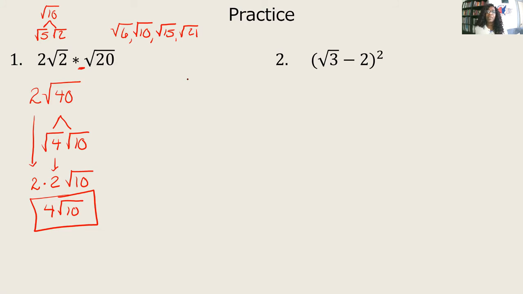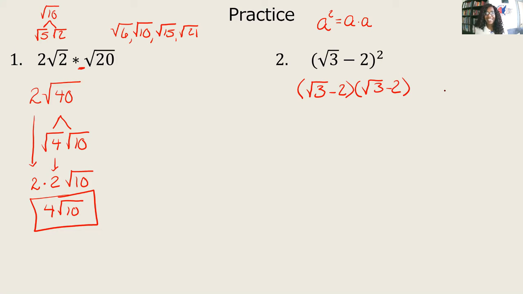Okay? Number 2, you're probably cursing me out because you're like, we didn't do this. But I wanted to see if you remembered about exponents. So a squared is the same as saying a times a. That means the base is being multiplied by itself one more time, or twice. So that means I can say the square root of 3 minus 2 is being multiplied by the square root of 3 minus 2.